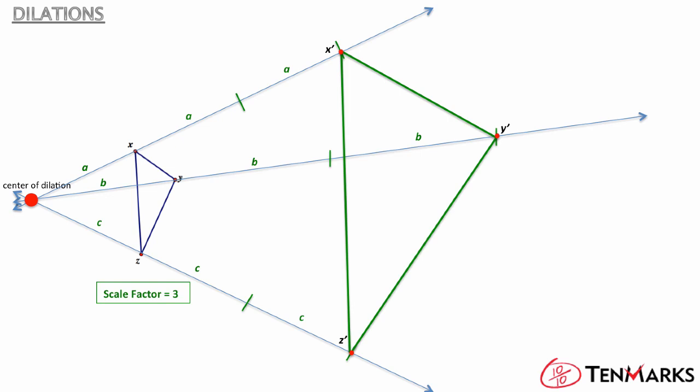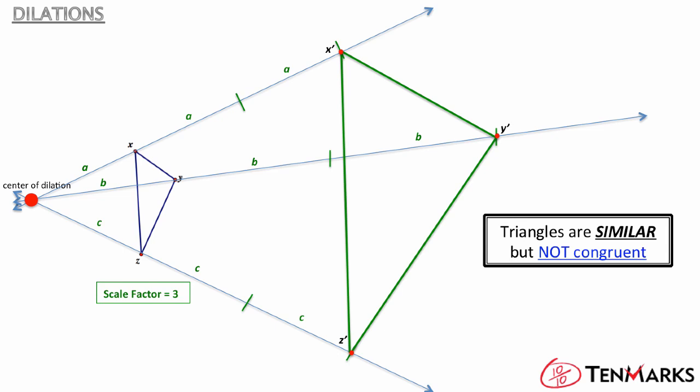Notice, it is the same shape with the same angles, just a bigger size. These triangles are similar, but not congruent. What do you think would happen if the scale factor was 1/2?